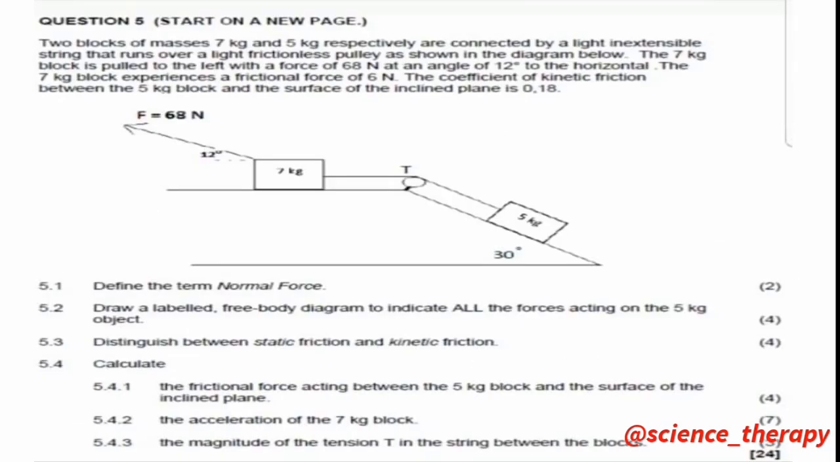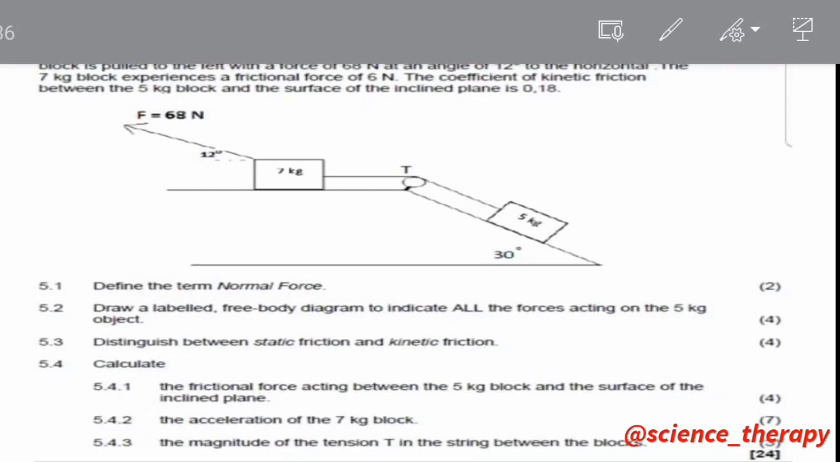Now 5.4.2 says, calculate the acceleration of the 7 kg block. So now we know with the strategy that we've been doing with the tension and acceleration questions, once we have a question saying calculate the acceleration or the tension of a 2-block system, and we are given 7 marks, we know that we have to apply simultaneous equations. And then we need to have the information for both the diagrams. So we need to have free body diagrams of both the objects.